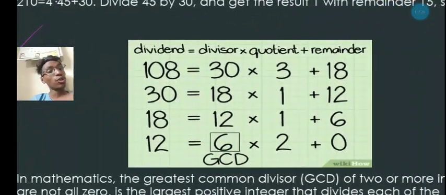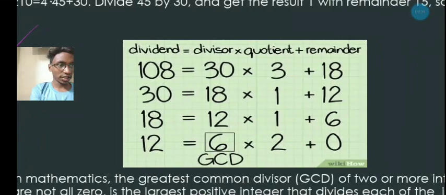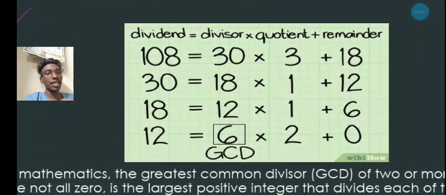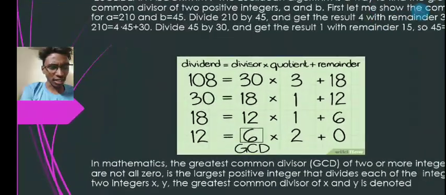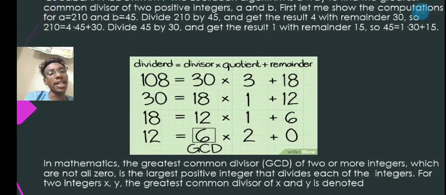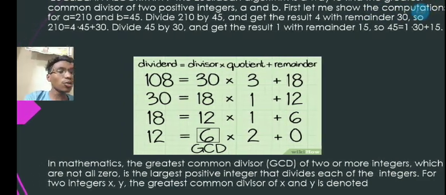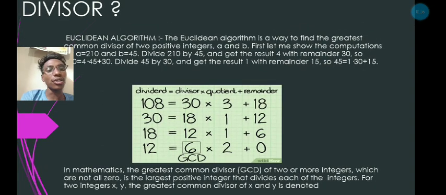Euclidean algorithm: dividend equals divisor times quotient plus remainder. In this way, by using this method, we can program a GCD using this logic. In mathematics, the greatest common divisor, GCD, of two or more integers which are not all 0, is the largest positive integer that divides each of the integers. For two integers x and y, the greatest common divisor of x and y is denoted gcd(x, y).